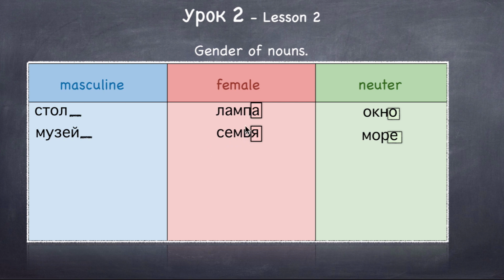This stem ends with a soft sign. My consonant here is softened by the soft sign. I will call it a soft stem feminine noun.